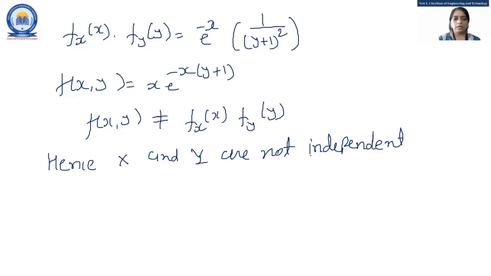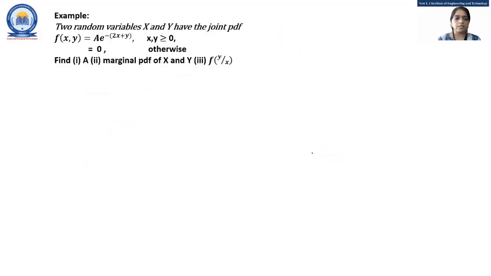Okay, let's move to one more example, and that is: two random variables x and y have the joint PDF f of xy is equal to a e to the power minus (2x plus y), where x and y both are greater than or equal to 0, and equal to 0 otherwise. You have to find the value of a first, then the marginal PDFs of x and y, and f of y by x. So let's start the solution, students, and that is here.